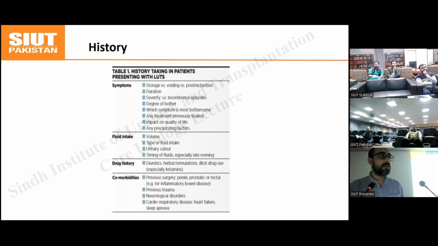We will ask about the amount of fluid intake, the type of fluid intake, urinary color, and timing of fluids, especially in the late evening or at night. Any previous drug history like diuretics or herbal medications, and other comorbidities, like neurological disorders, previous trauma, or previous surgery, pelvic surgeries.